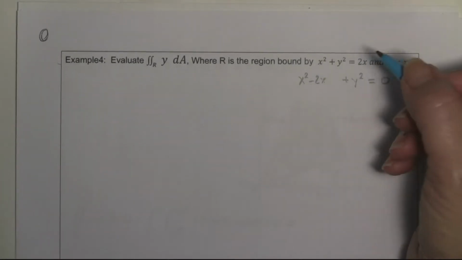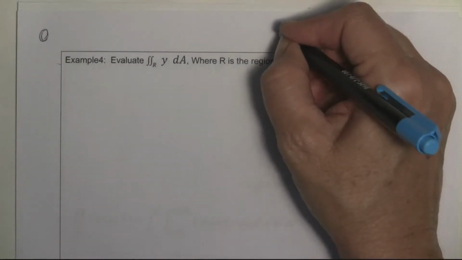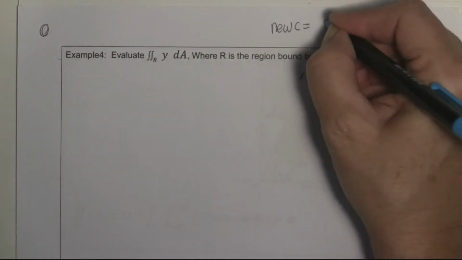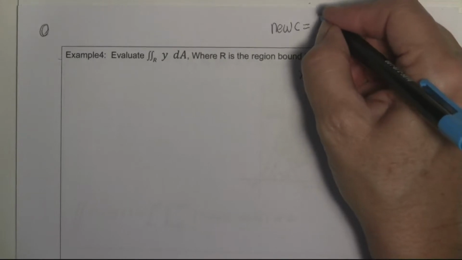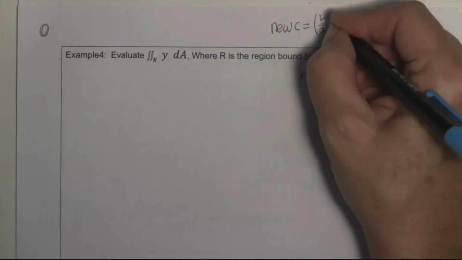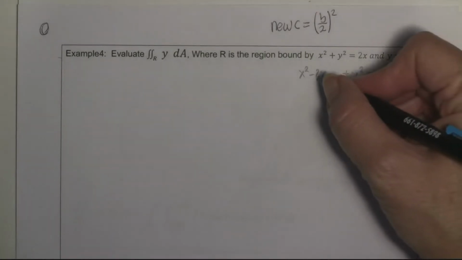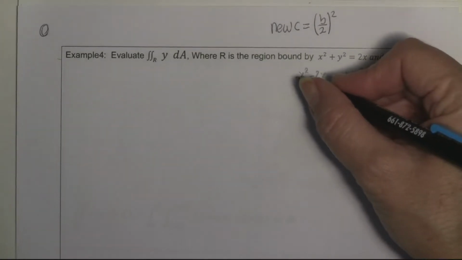I don't know if you guys remember about completing the square. I call it in my algebra class the new C. And the new C equals b divided by 2, squared. Sorry, not b divided by 2 squared. In our case, our b, you have to have a as 1.